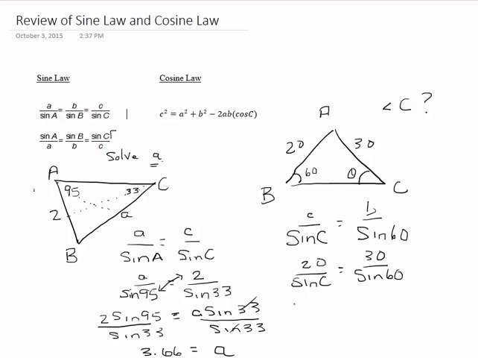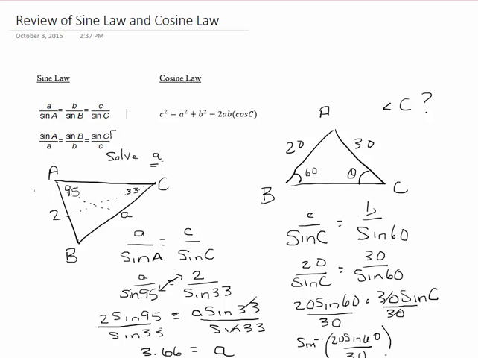Again, we cross multiply. So I have 20 times sine 60 is equal to 30 times sine C. Now in order to isolate for that sine C, the first thing we have to do is divide both sides by 30. And now in order to get angle C all by itself, I have to take the inverse of sine on both sides. So what it looks like in your work is the inverse of sine of 20 sine 60 all over 30, and that will isolate for angle C.